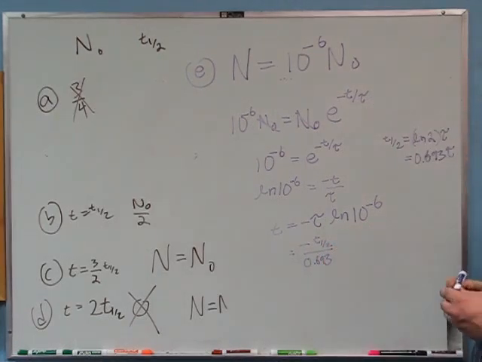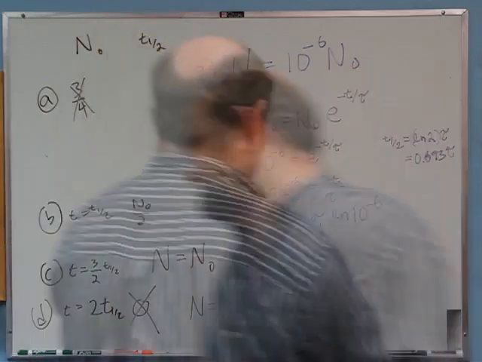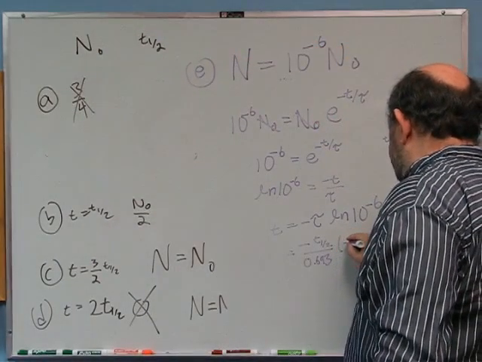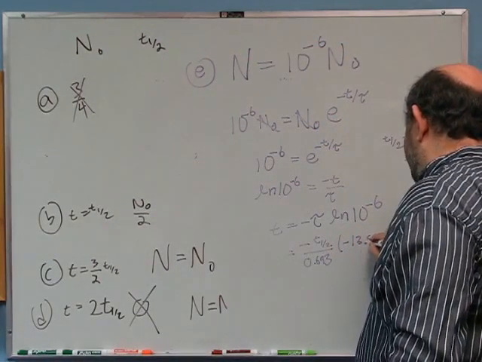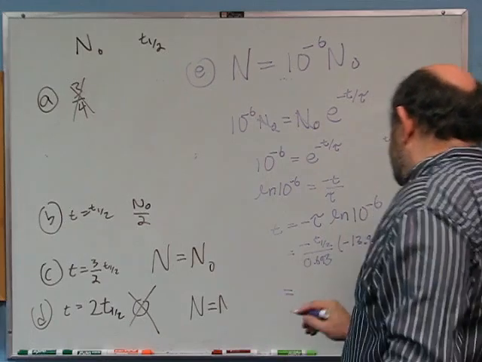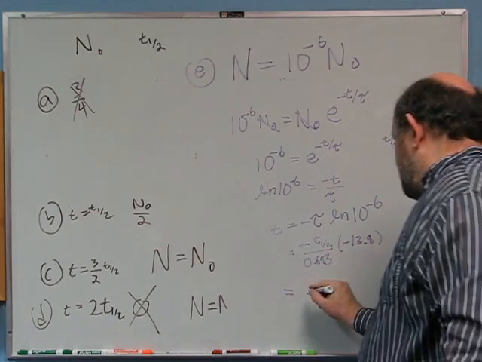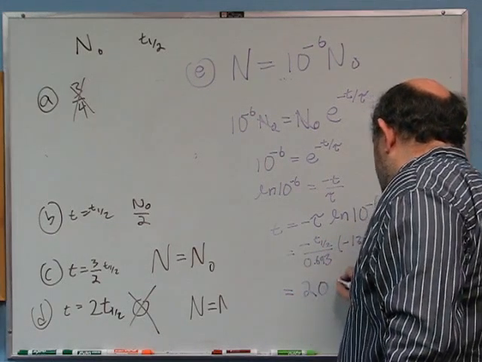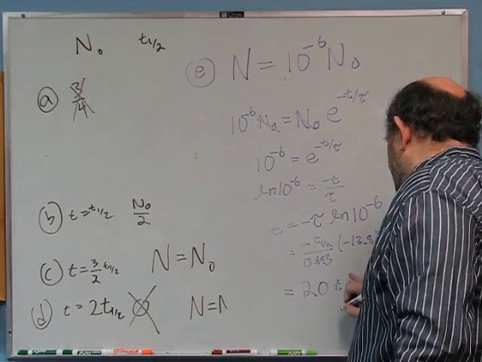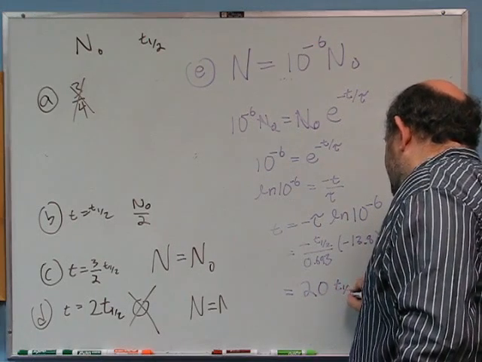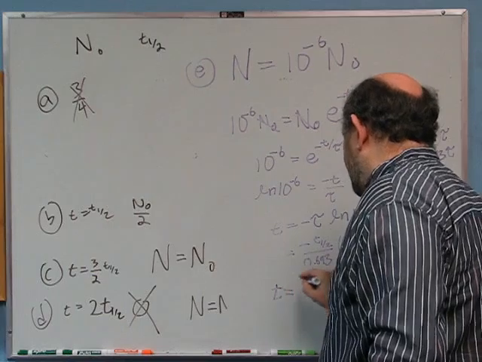and I also need to know what is the natural log of 10 to the minus 6. The natural log of 10 to the minus 6 is minus 13.8. So when I divide 13.8 by 0.693, I get 20, so 2 sig figs. So this is why, oh, maybe it wasn't so bad to plug in numbers. It turns out I kind of worked the problem out this way.